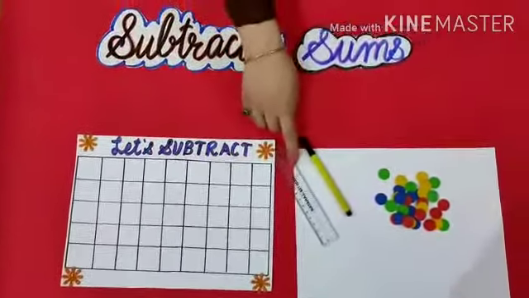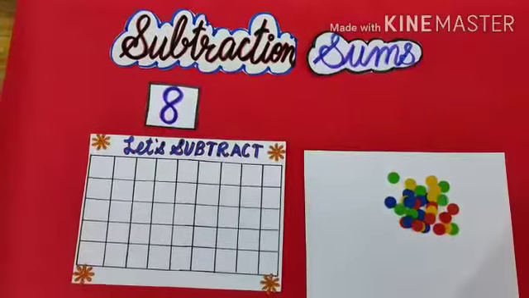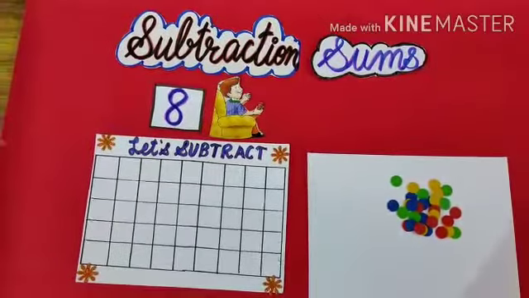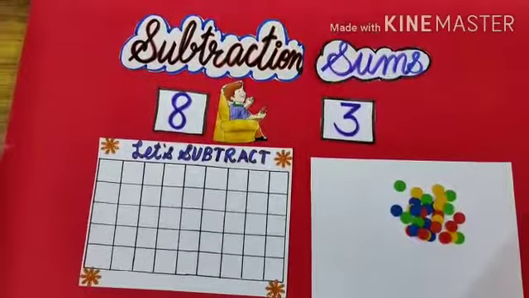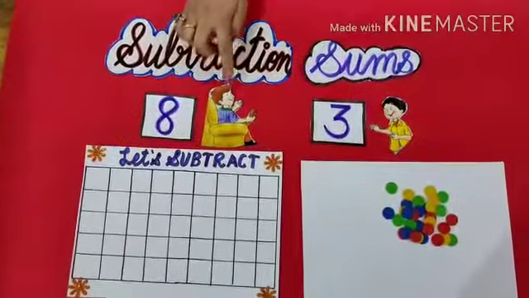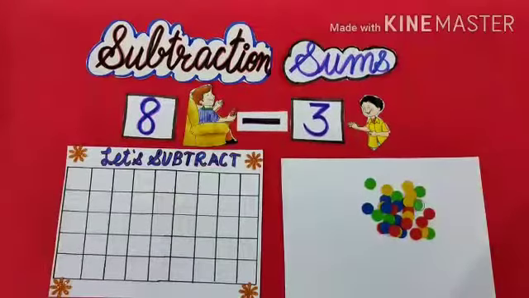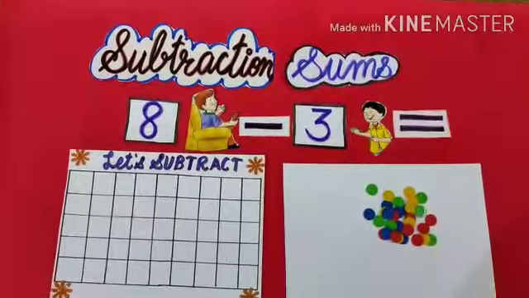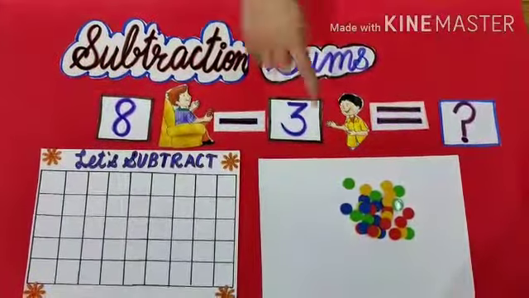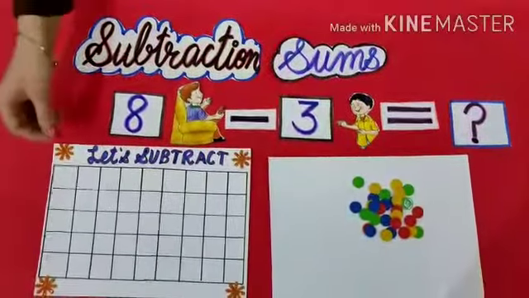Suppose I got 8 chocolates for my children. I told my elder son to give 3 out of them to my younger son. So, let's help him to do that. 8 minus 3 is equal to what? Let's find out. I have some counters here. Now I am going to place them here.